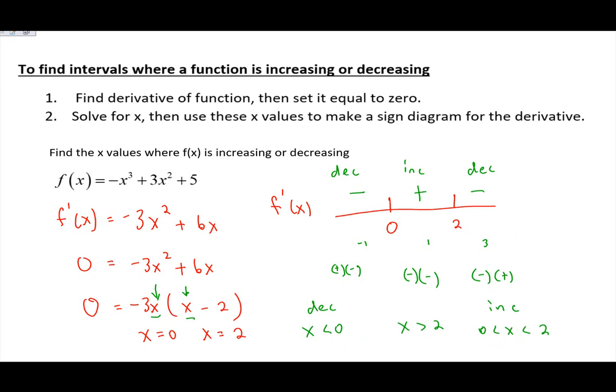So it's really easy to find out when a function is increasing or decreasing. Just remember these steps. Find the derivative, make it equal 0, and find the x values that make the derivative 0. Then, once you have those x values, make a sign diagram, test some x values to find out when the derivative is negative or positive, and that will tell you where the function is increasing or decreasing.